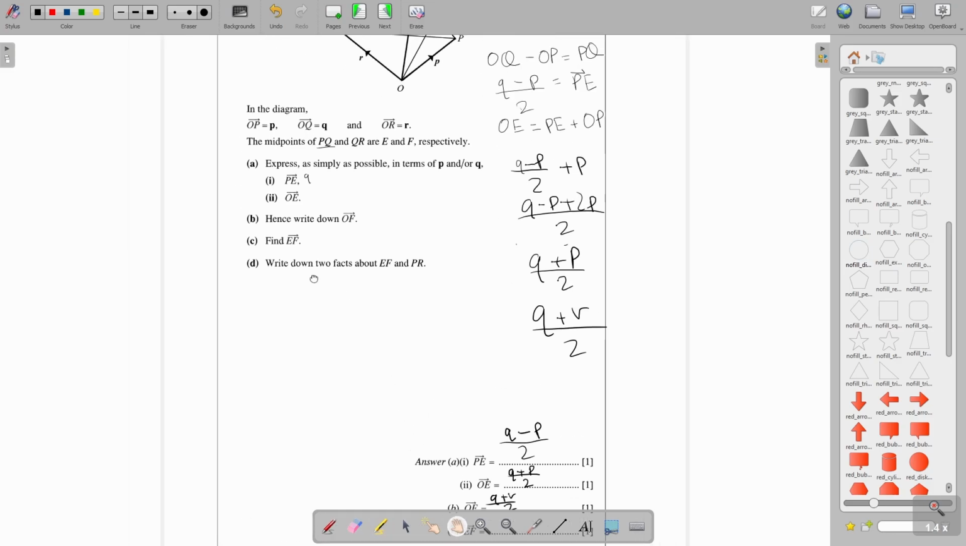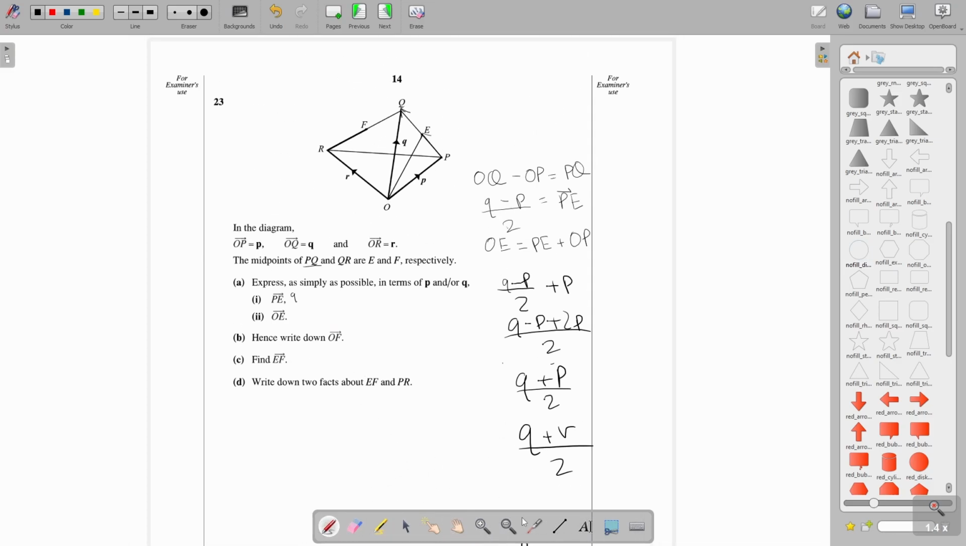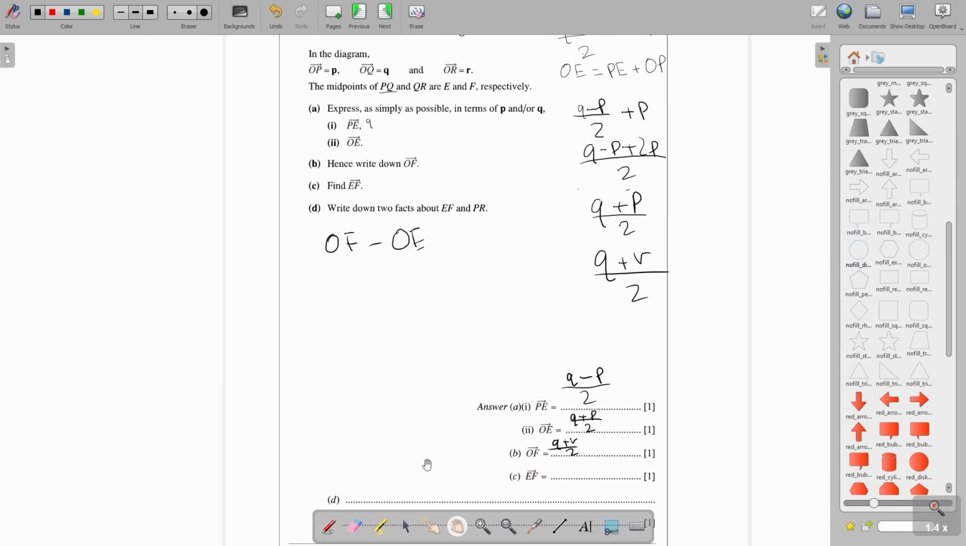Okay. And then finally, we need to find EF. So we now have OE and OF. So EF would be OF minus OE. We have values for both. So Q plus R over 2 minus Q plus P over 2, right? So the Q and Q get cancelled out, and it will just be R minus P over 2. This would be EF, R minus P over 2.